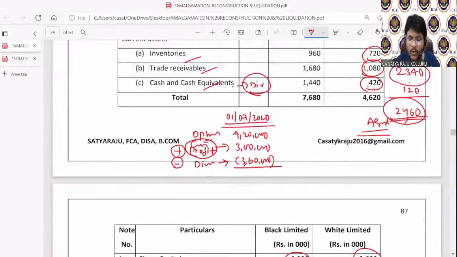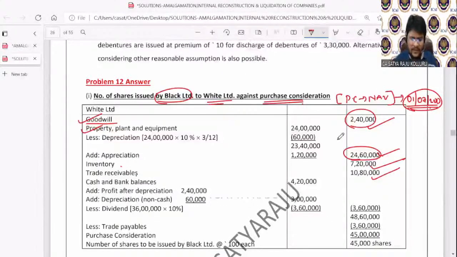That's why, may I know the closing cash balance? 4,20,000 plus 3 lakhs is 7,20,000. 7,20,000 minus 3,60,000 is 3,60,000. So the cash and bank balance is 3,60,000. It is not under brackets, because it is an asset. Sorry, a print mistake in the printed solution. Don't put it under brackets; it is the positive balance now.